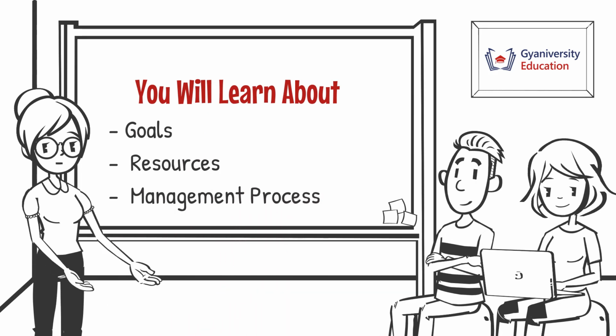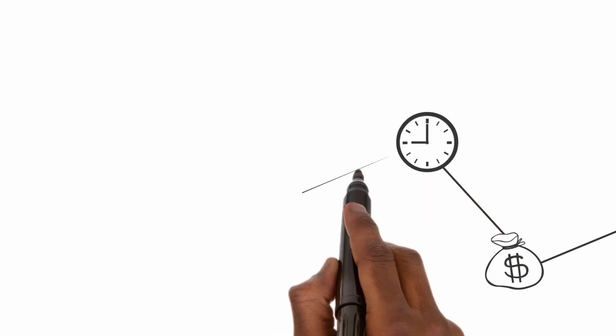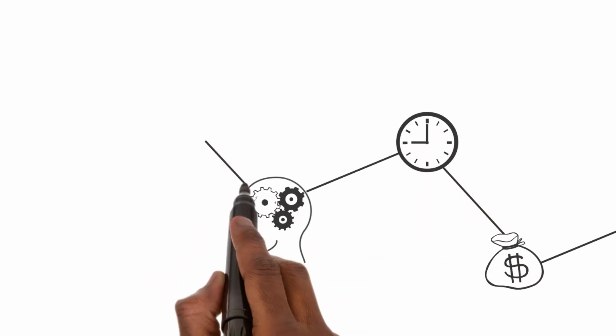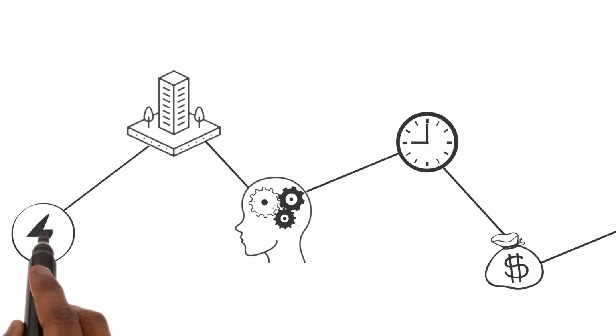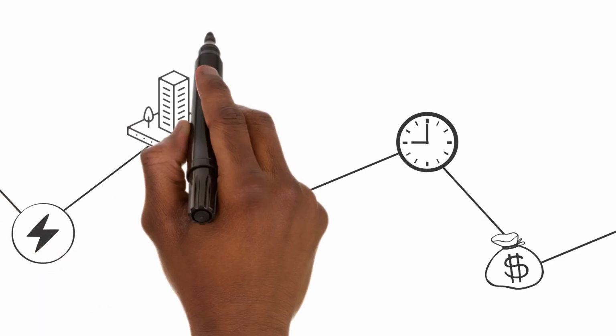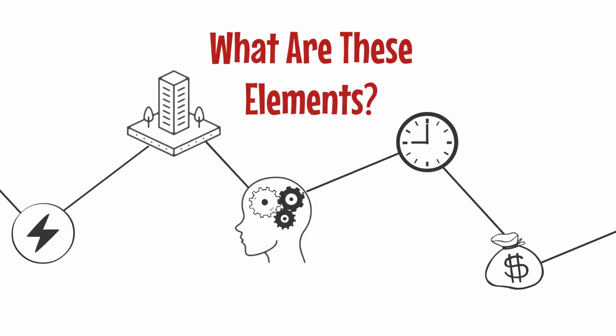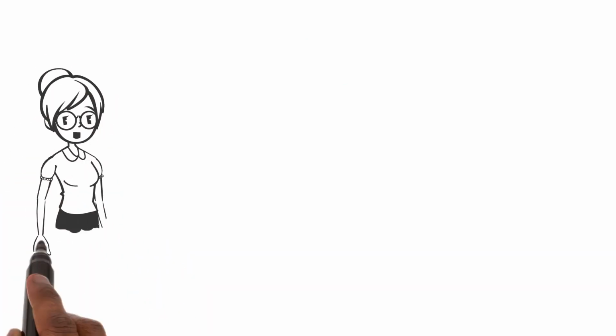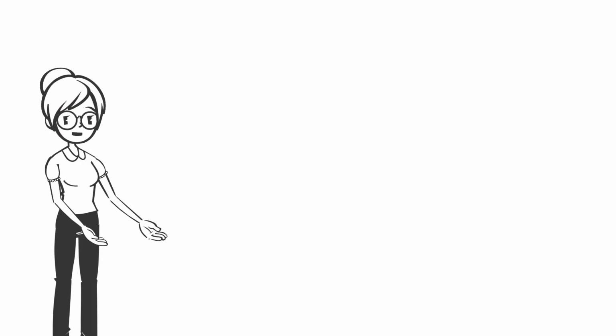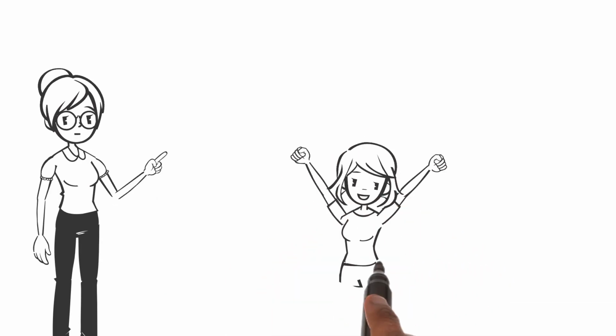Let's get started. Our world, just like a jigsaw puzzle, is made up of various elements. These elements help us meet our needs and fulfill our goals. What are these elements? They are known as resources. Resources come in many forms, and we use them to achieve our aims and satisfy our needs.